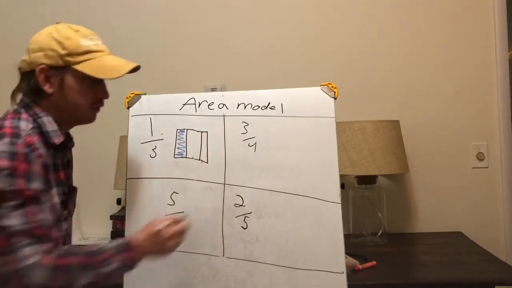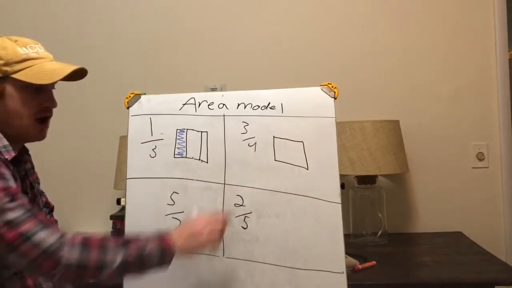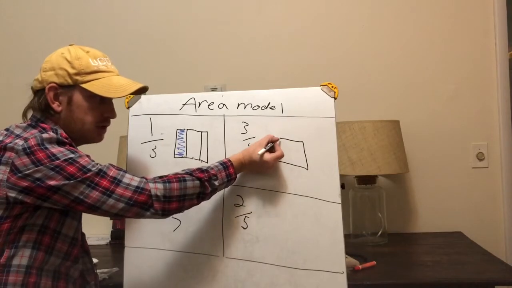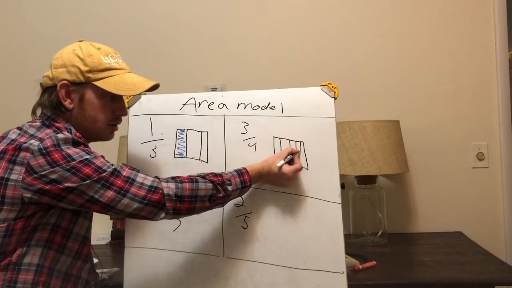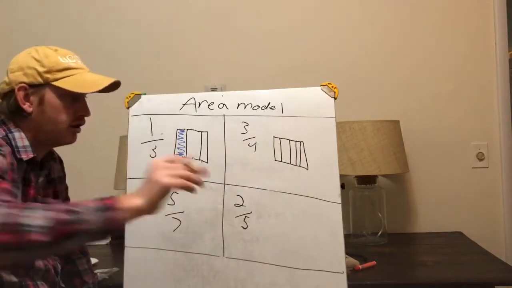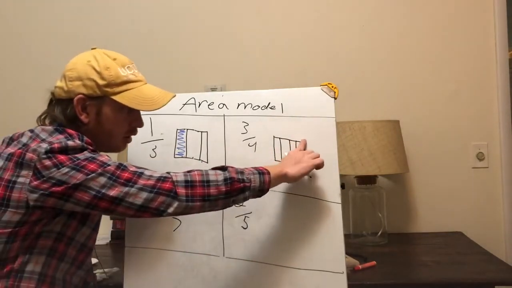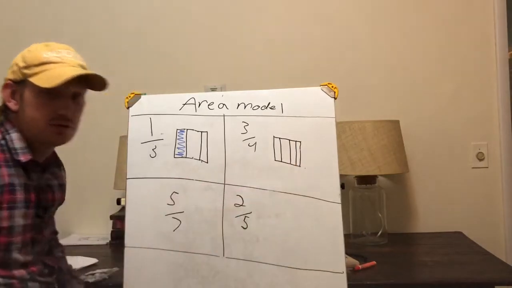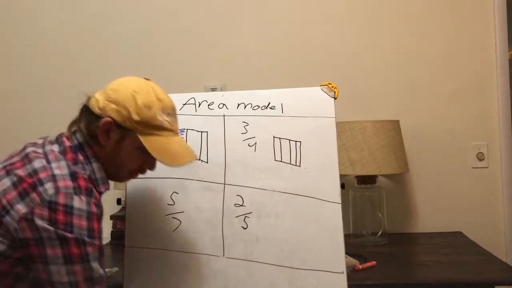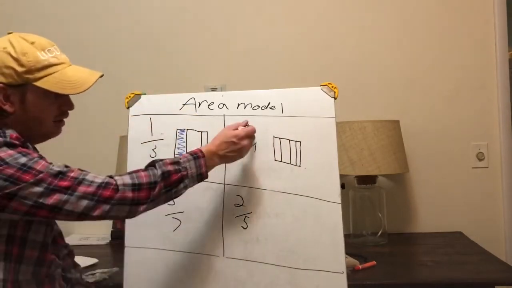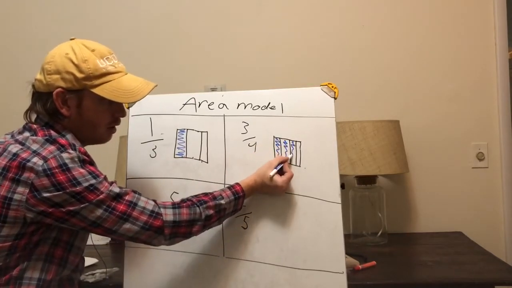Then we have 3 over 4. So again, I'm not going to do 4 lines, because if I do 4 lines, I actually get 5 parts. 1, 2, 3, 4, 5. And I need there to be 4. So here's our diagram. We have 1, 2, 3, 4 parts, and we need to shade in 3 of them. 1, 2, 3.